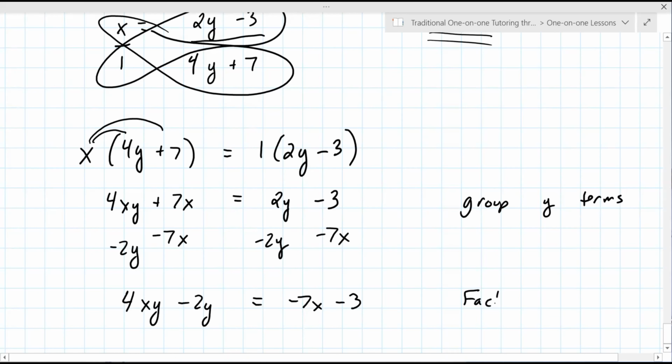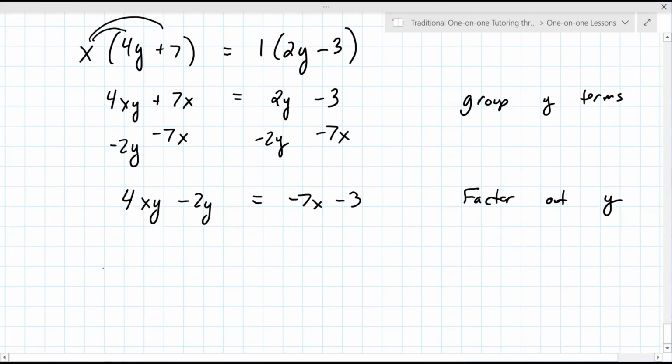The next part here is to factor out y. So on the left, it becomes y times (4x minus 2) equals minus 7x minus 3. And then the last step is to divide both sides by the 4x minus 2.